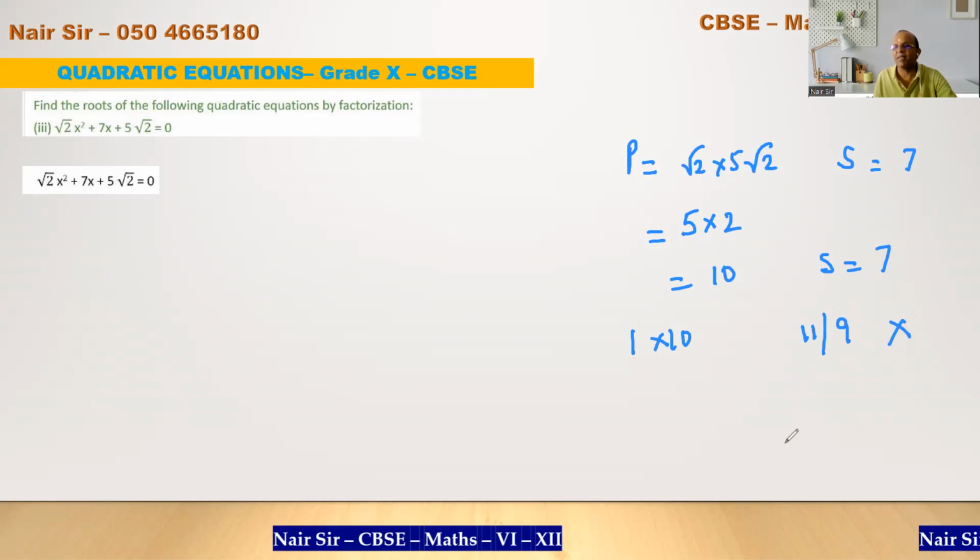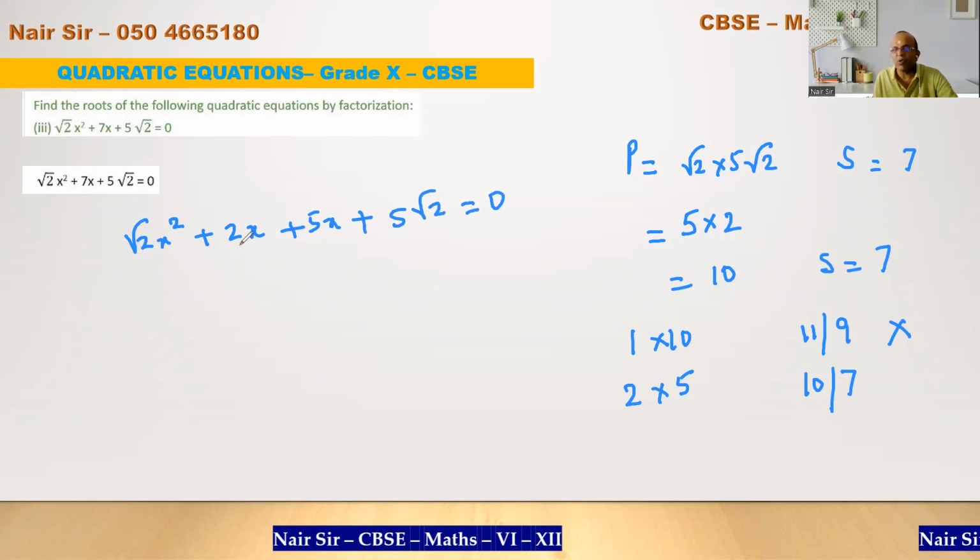No, it doesn't meet me. 2 into 5. 2 5s are 10, I'm getting it, and 2 plus 5 is 7. I've got my number. Now let me just substitute this. Root 2 x squared plus 2x plus 5x plus 5 root 2 is equal to 0.